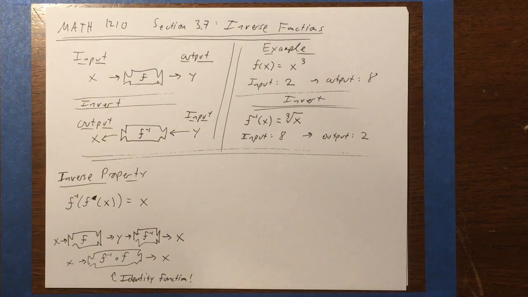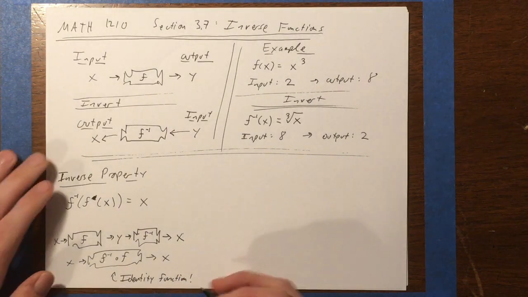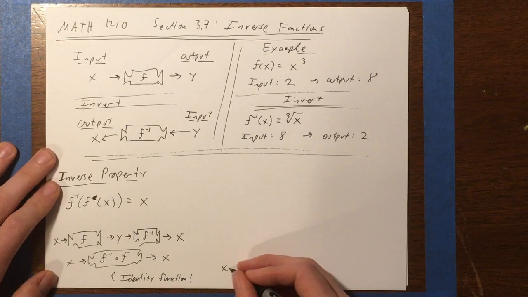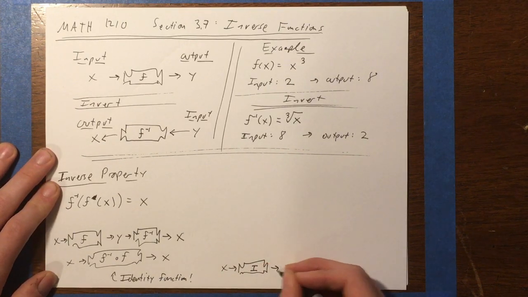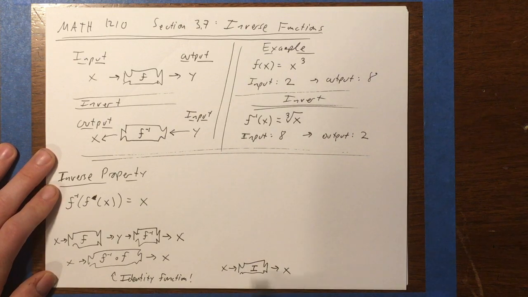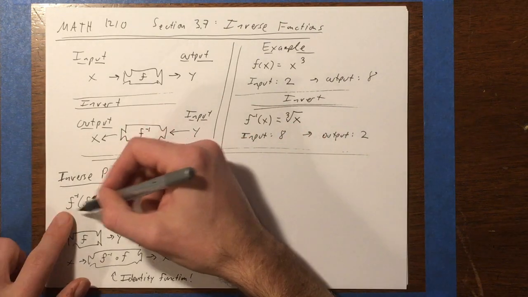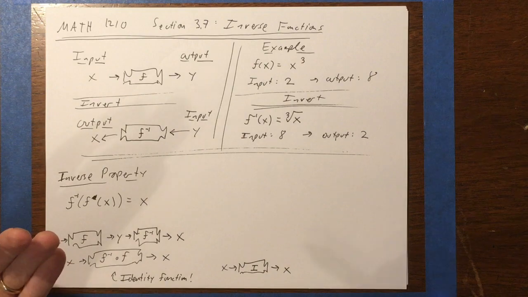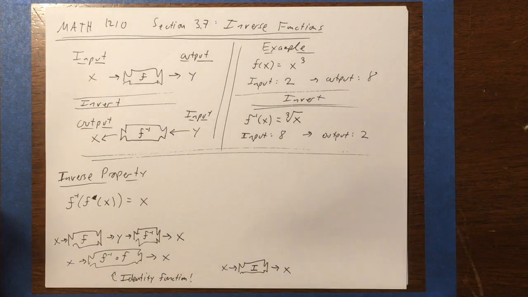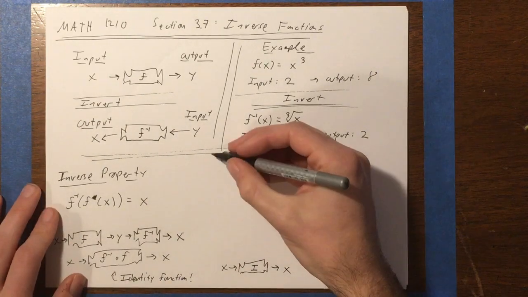Actually, sometimes it's called capital I, and it's the function that does nothing. You put it in and then you take it back out, and it didn't do anything, right? Whatever the inputs are, the outputs are as well. So the whole idea of function inverses is they undo each other. Whatever f does, f inverse undoes, and when you combine them, they cancel each other out.